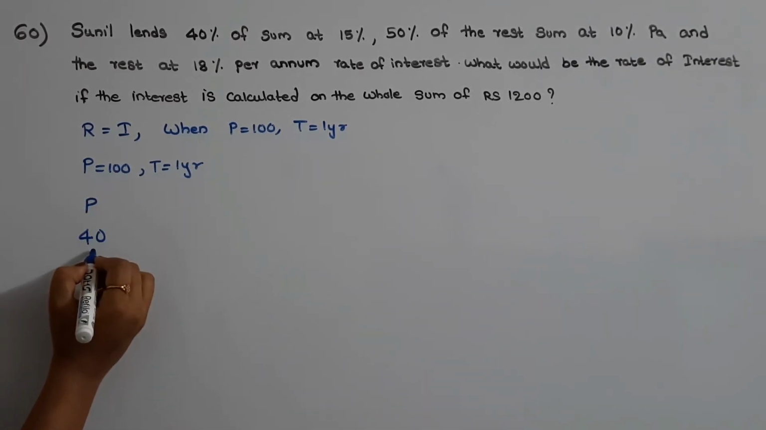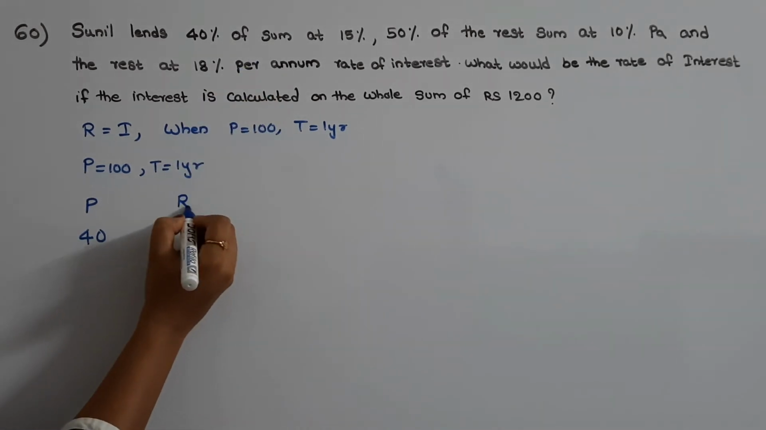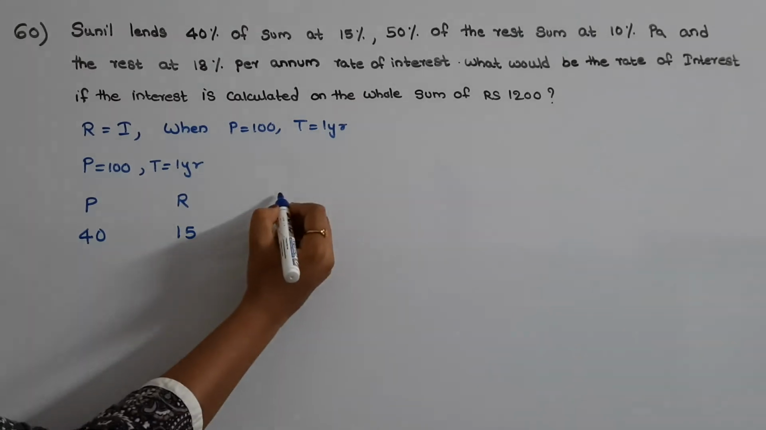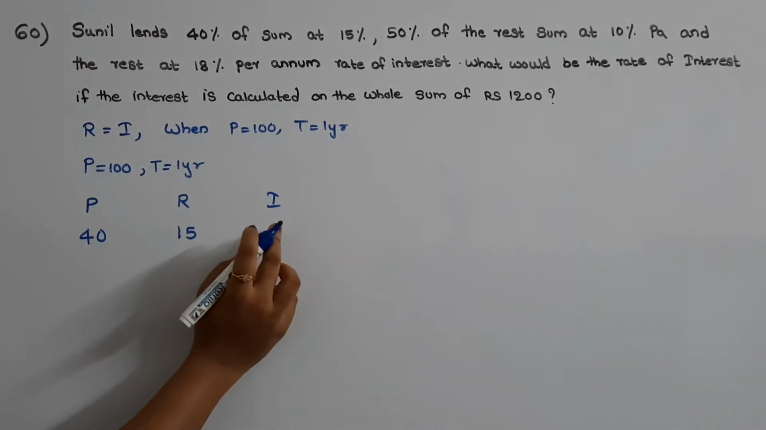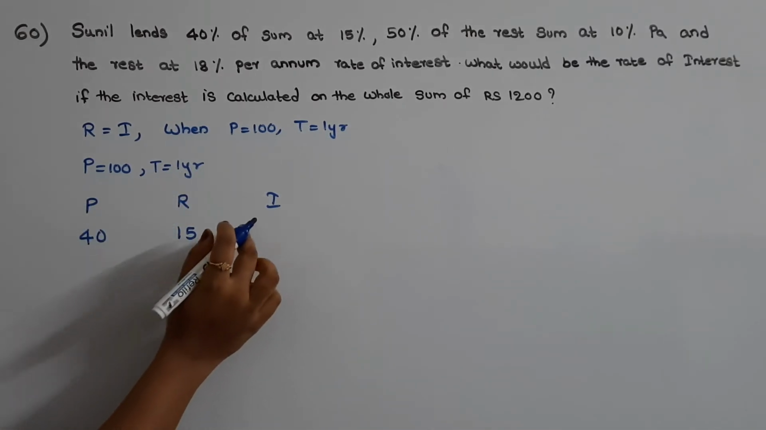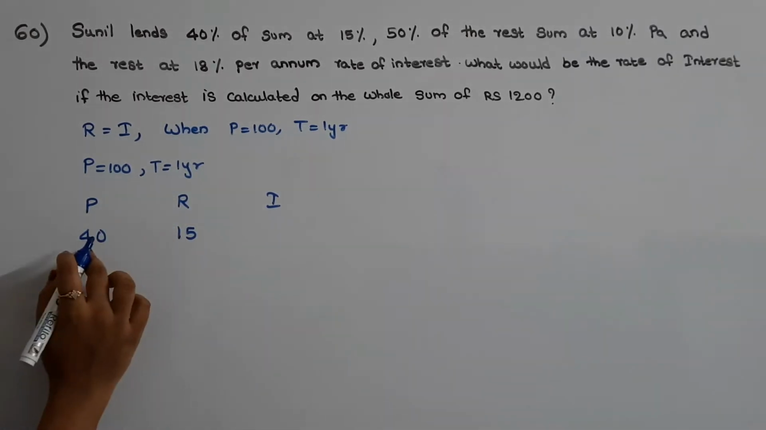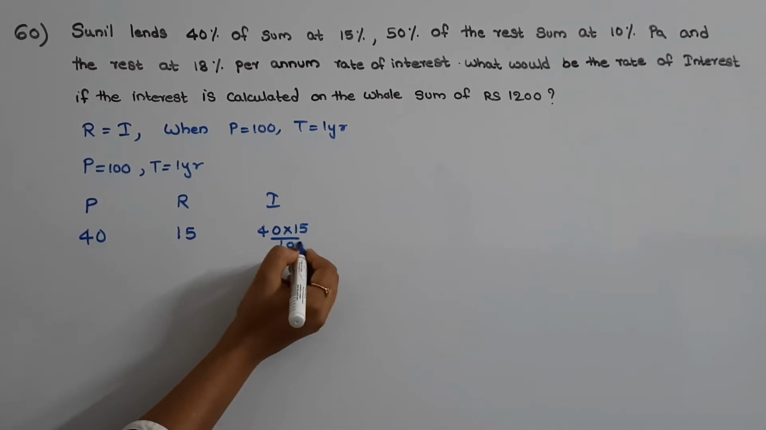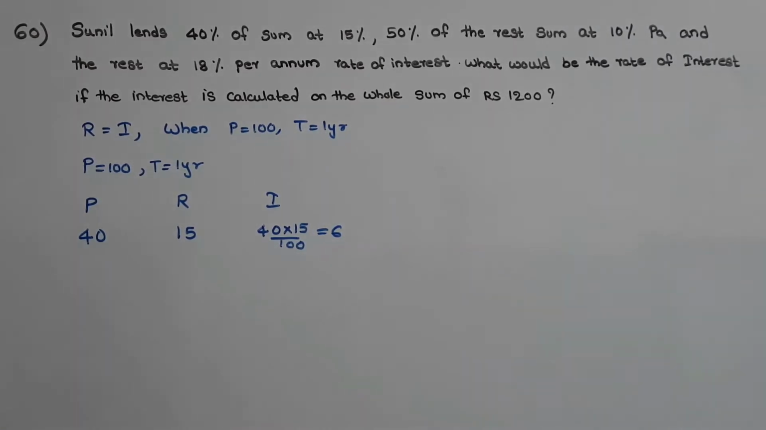So when the principal is 40, rate of interest is given as 15. Okay. Then what will be the interest? Interest is equal to P into R into T by 100. So time period is 1 year. So PR by 100. P is 40, R is 15 by 100. That will be equal to 6.